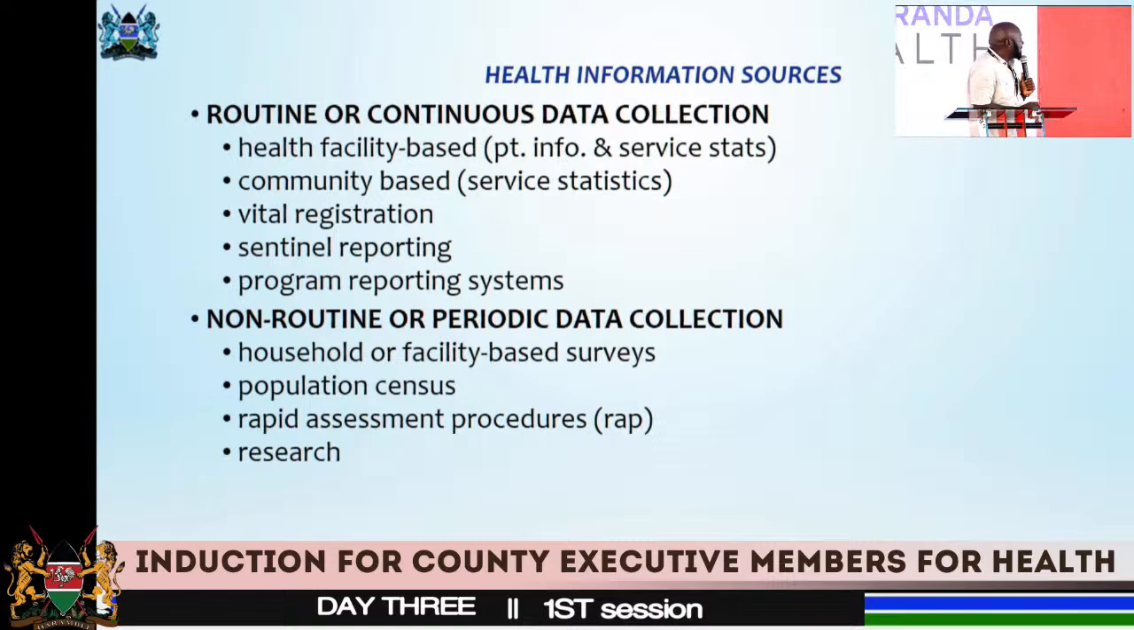Then we have the sentinel, vital registration will be mainly done by births and registration. We have sentinel reporting. A number of facilities in the counties are doing sentinel reporting, like for pharmacovigilance, anytime there's an issue with drugs and drug quality. Then we have the non-periodic, which will be household facility-based surveys, population census, rapid assessment, and research.